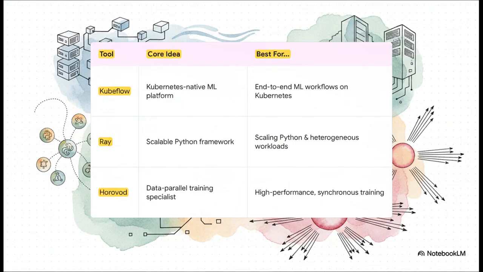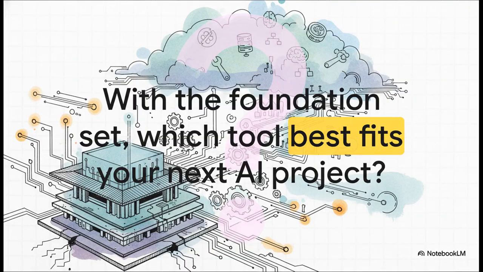So let's just put it all together real quick. Kubeflow is your go-to if you're already invested in Kubernetes and you want to build comprehensive end-to-end machine learning workflows. Ray is the perfect choice for data science teams who want to scale their Python applications and handle a mix of different tasks seamlessly. And Horovod, that's the specialized tool you bring in when you need absolute maximum performance for those big, synchronous data parallel training jobs. So, there you have it. Three very different philosophies for conquering the complexity of large-scale AI training. Whether it's the all-in-one platform of Kubeflow, the flexible framework of Ray, or the speed-focused specialist in Horovod, the right choice really depends on what your project is trying to achieve.